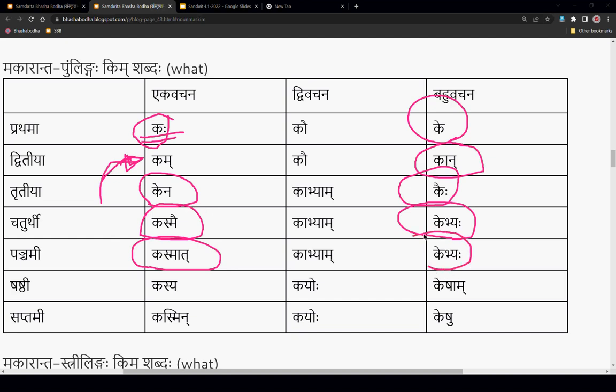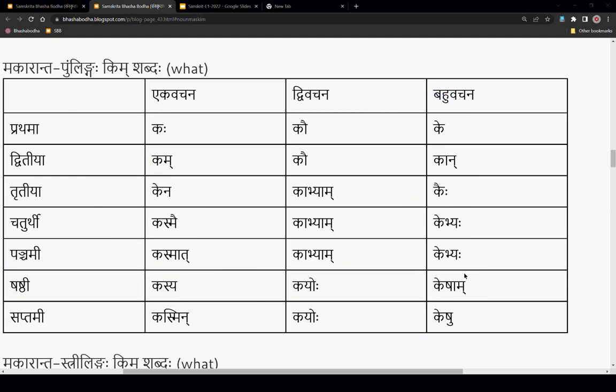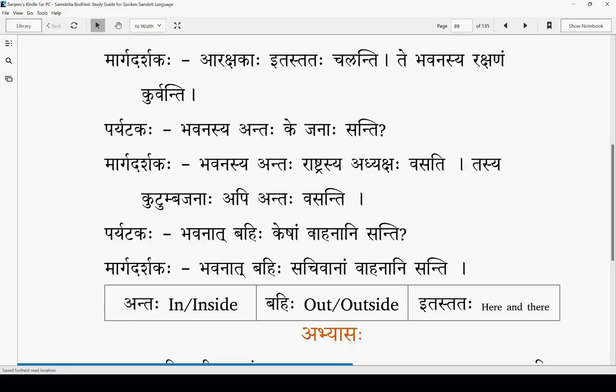Kebhyah is also panchami. Then kasya here is shashti. Kasya graham asti, like that. For shashti you want to use kesham. Kesham graham asti. Of whose? Kasmin, keshu. These are all in pullinga, remember. Kesham, keshu. In this example, what are we looking at? Kesham, so what does it mean here?